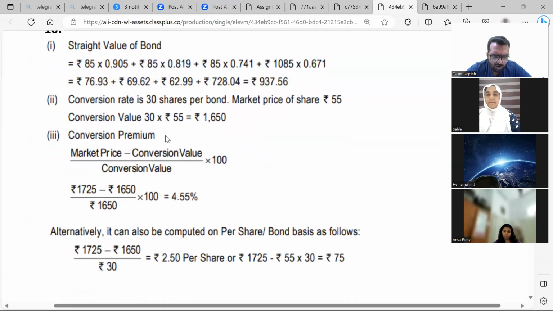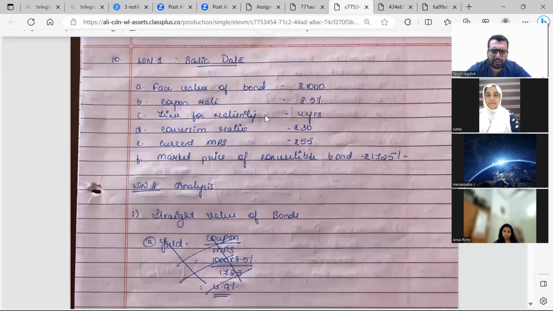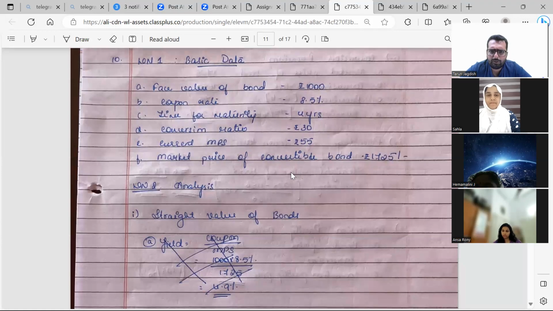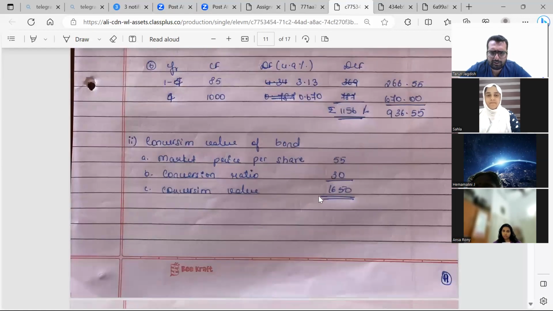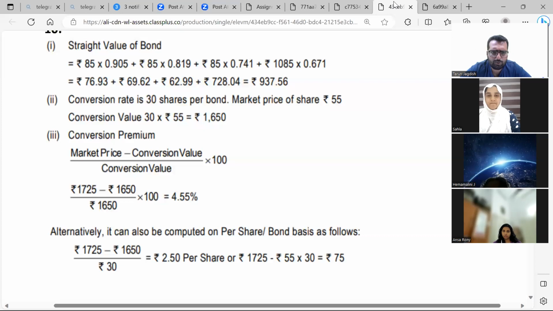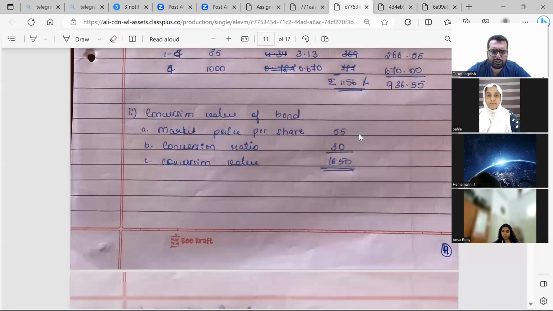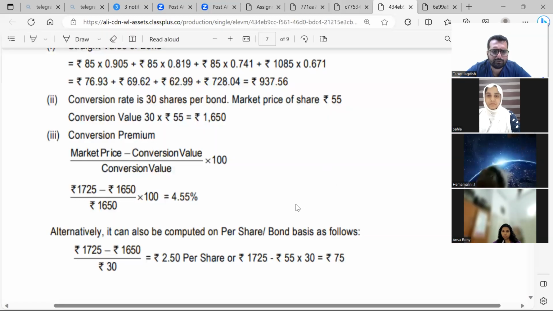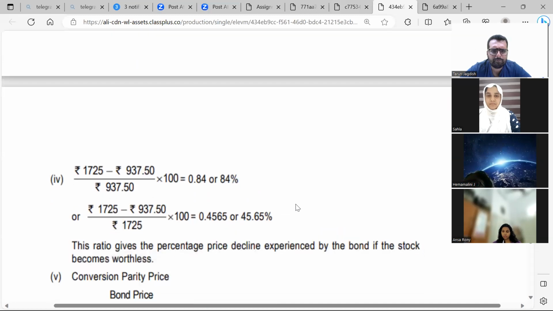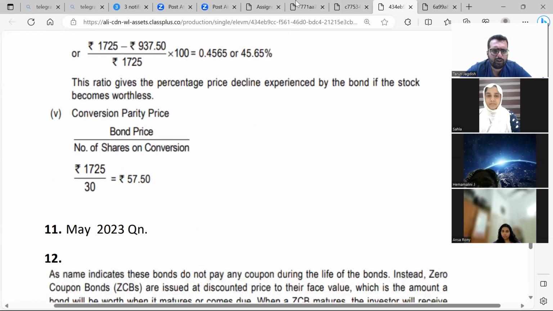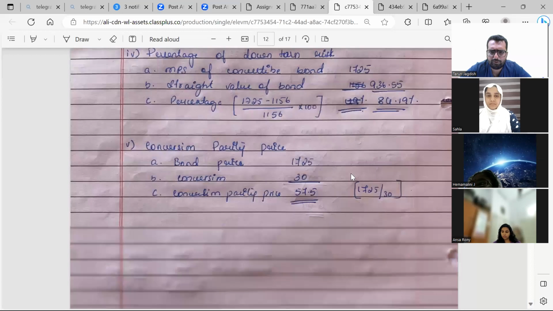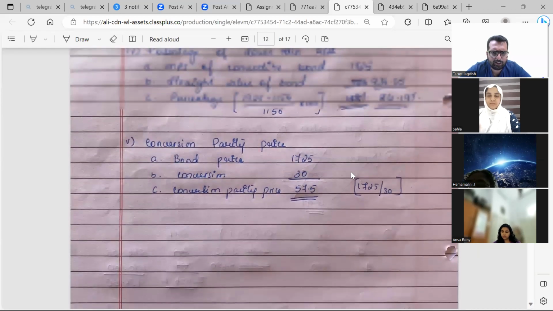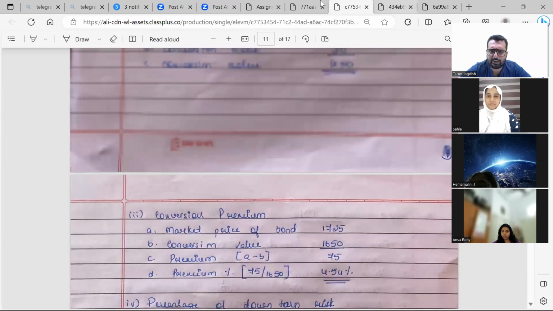Now if I show you the answer, the straight value, all this we have already done. Let's check the answers. So this is Bhavya's answer sheet. Let me check. 1650. That's correct. 4.55%. Correct. 84.19 percentage. 84. 57.5. Perfect. Bhavya, your answers are right. You can give yourself full marks. Presentation, everything is very clear.